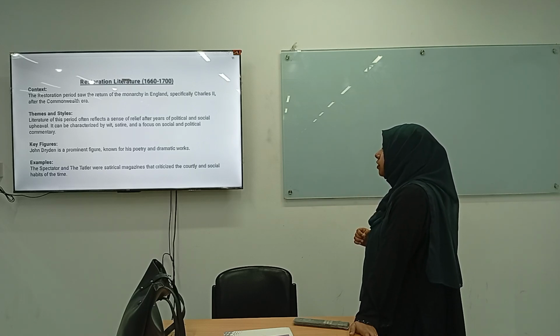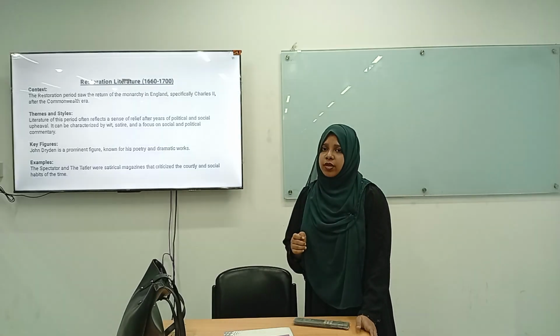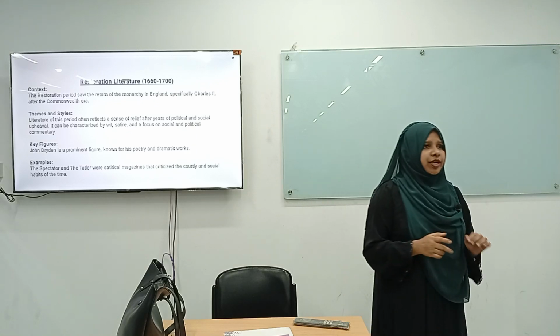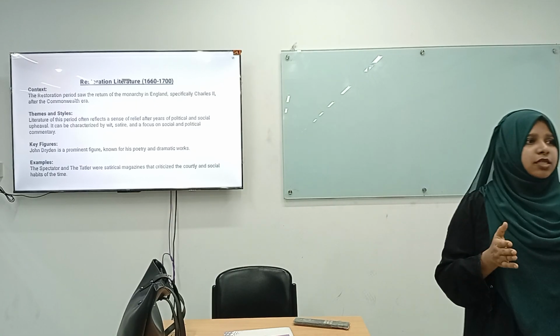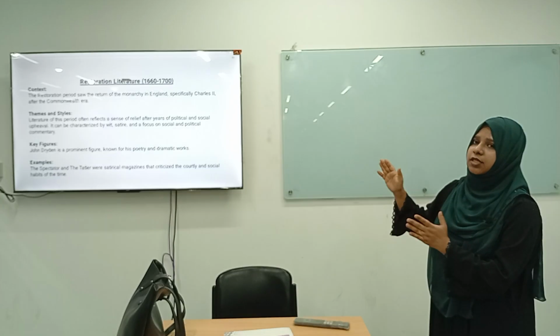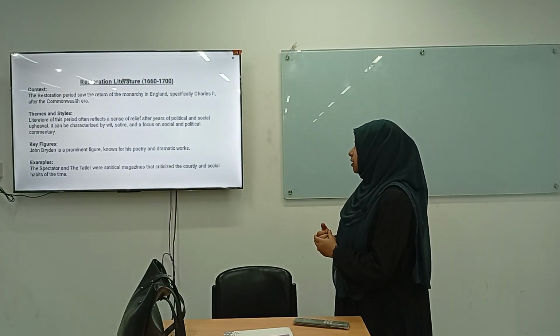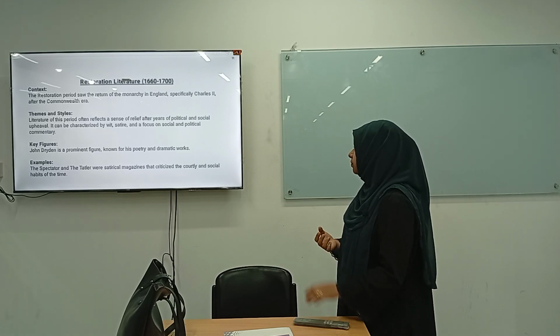Literature of this period often reflects a sense of relief after years of political and social upheaval. It can be characterized by wit, satire, and a focus on social commentary. It matches with the characteristics of 17th century literature, right? Because this period covers the 17th century. Okay? And then key figures, John Dryden, specifically.